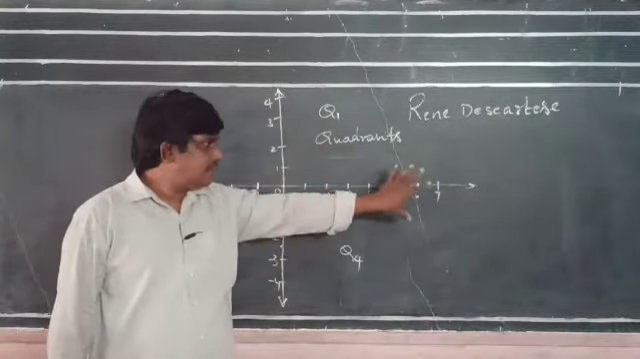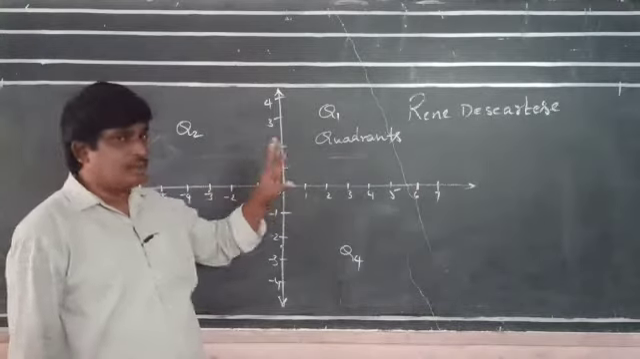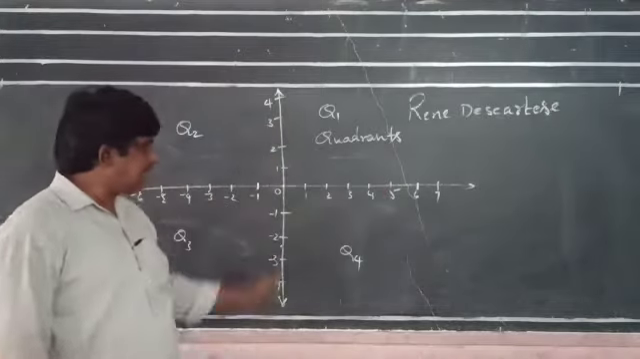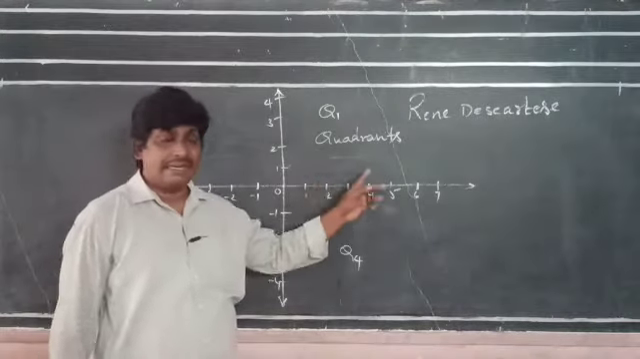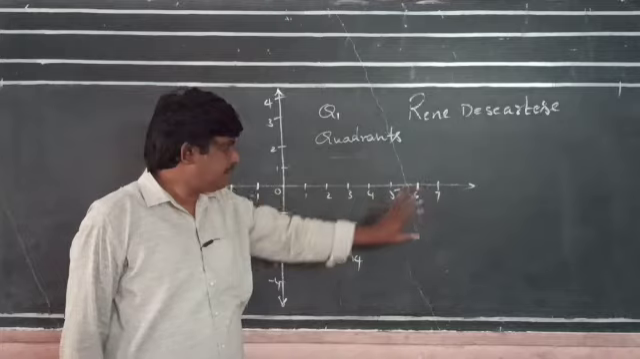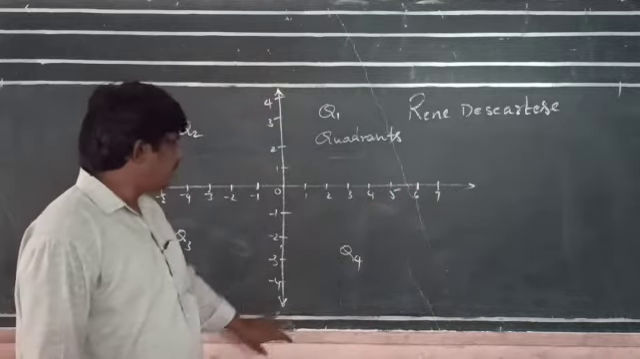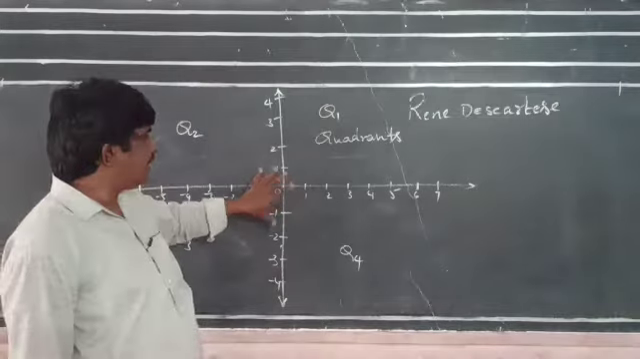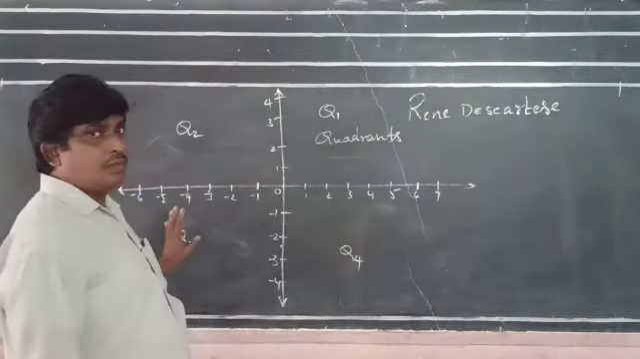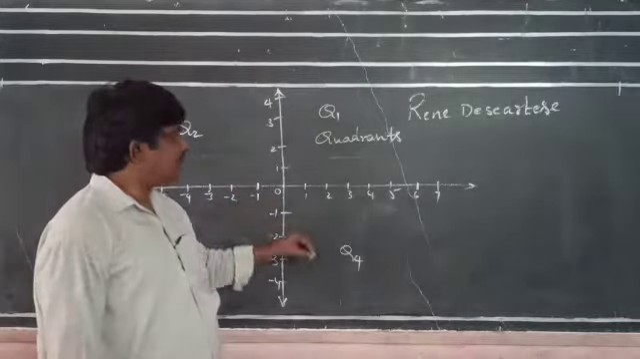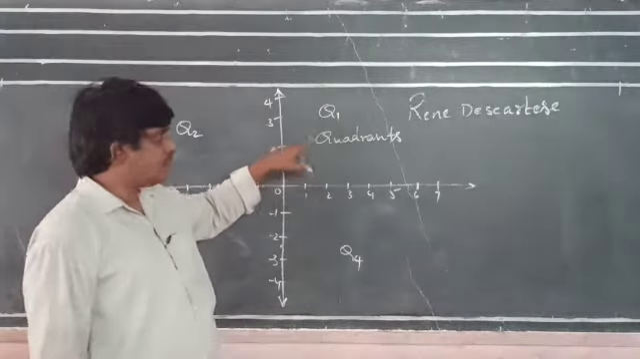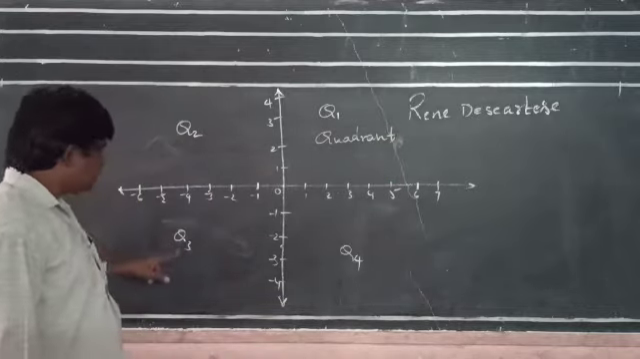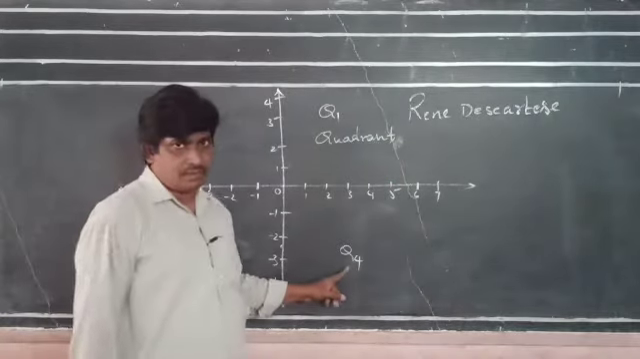What he did, simply, was divide the plane into 4 equal parts by drawing two mutually perpendicular number lines, one horizontal and another vertical. In that way, he divided the whole plane into 4 equal parts. Each equal part is nothing but a quadrant. So this is the first quadrant, this is the second quadrant, this is the third quadrant, and this is the fourth quadrant.